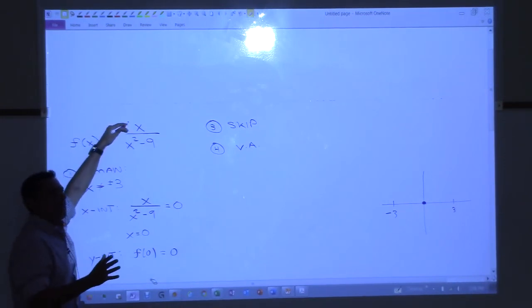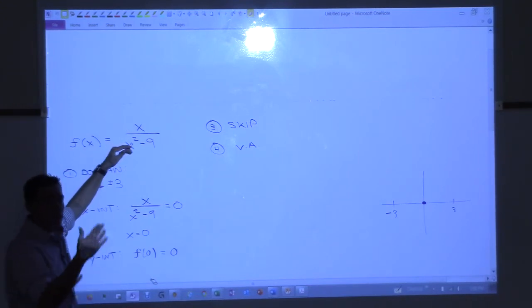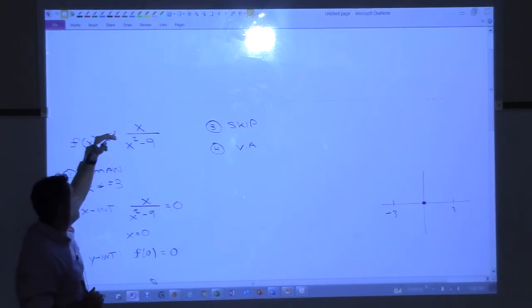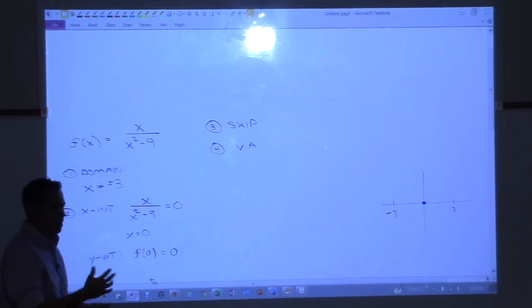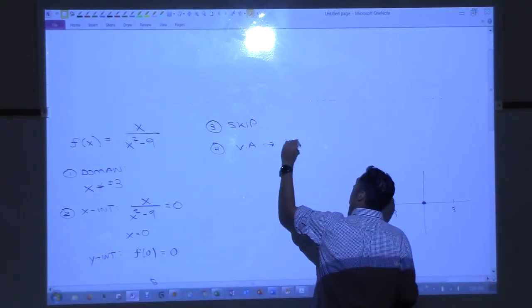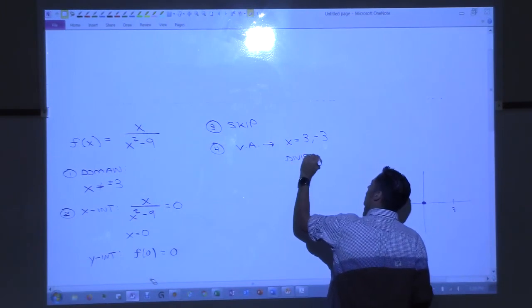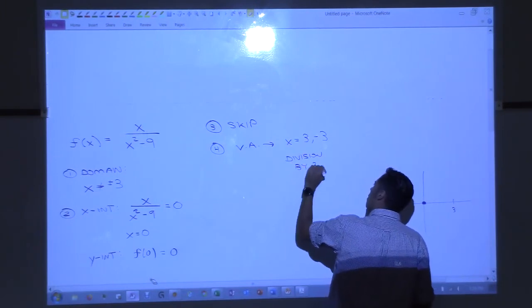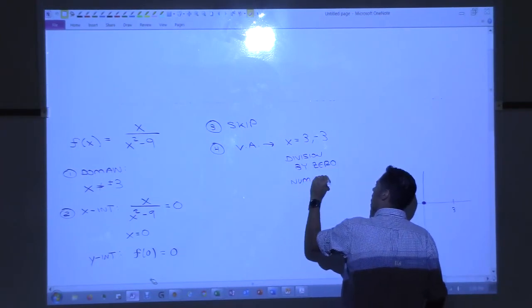What I'm getting at is, what if we plugged in 3 and we got 0 on the top and the bottom at the same time? That would be a hole in the graph. That would not be an asymptote. So we have to be looking for places where we have something non-zero on top and something 0 on the bottom, which in this case is at 3 and negative 3. So we have vertical asymptotes. They happen at x equals 3 and negative 3 because we're getting division by 0 and the numerator not 0, right?